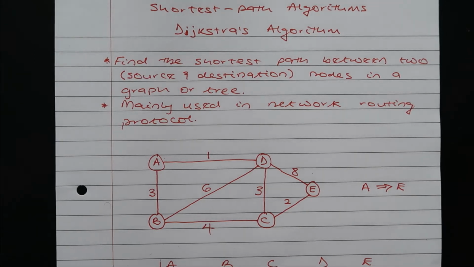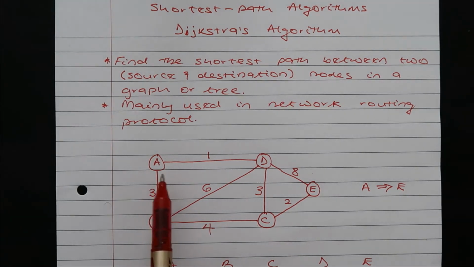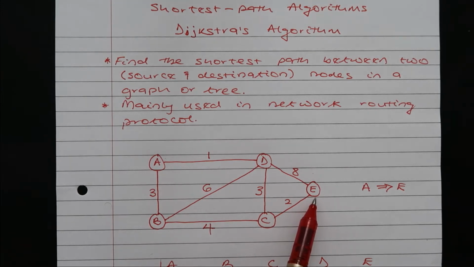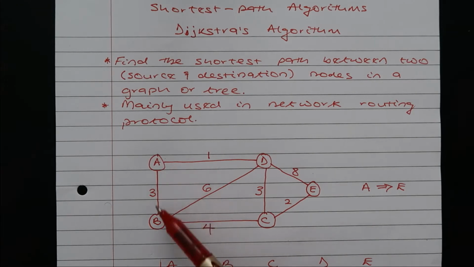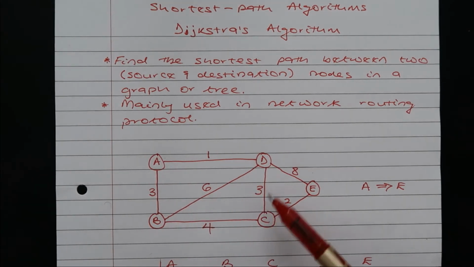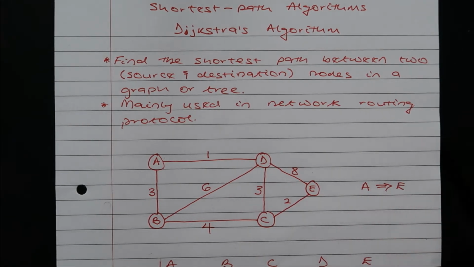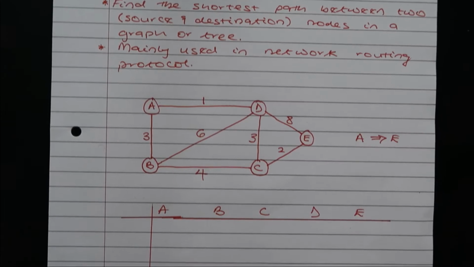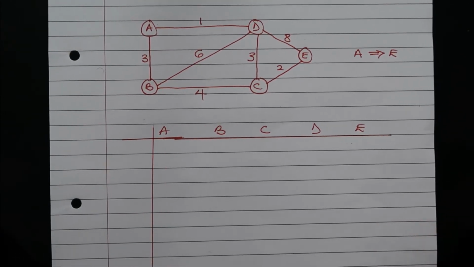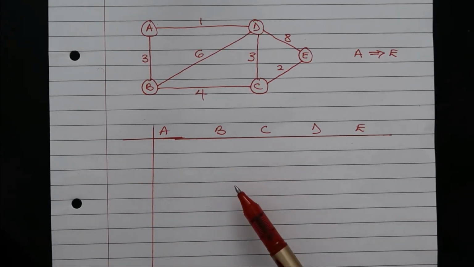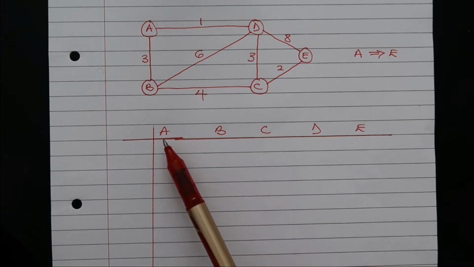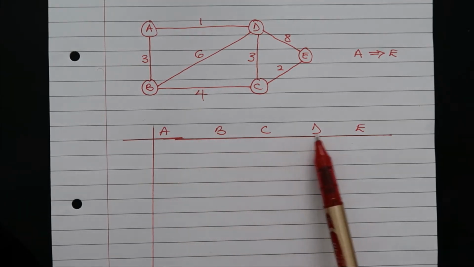Looking at the graph we have here, you may be presented with a problem where you're asked to find the shortest path between A and E. Now, you can see here we have all other nodes here, B, C, D in between. To use Dijkstra's algorithm, one thing you may want to do is create a table that looks just like this. And in this table, you show all the nodes.